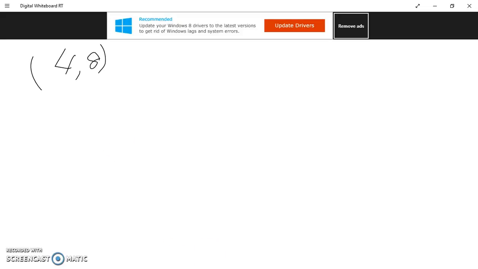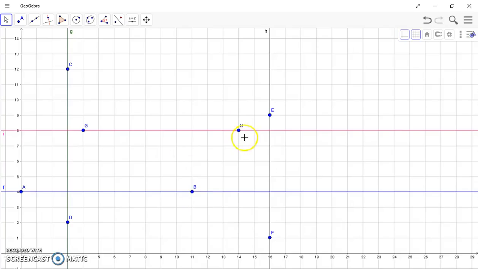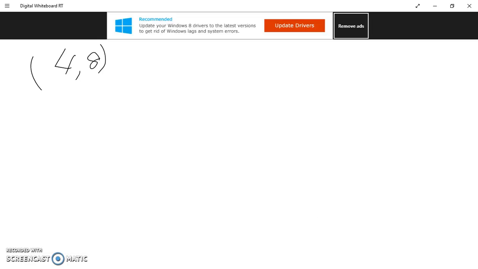Now, if I go back to my line here, if I look at my next point, this H point, I've got an x value of 14. That means I have to go over 14, and I have to go up 8. So my next coordinate is going to be 14, 8.